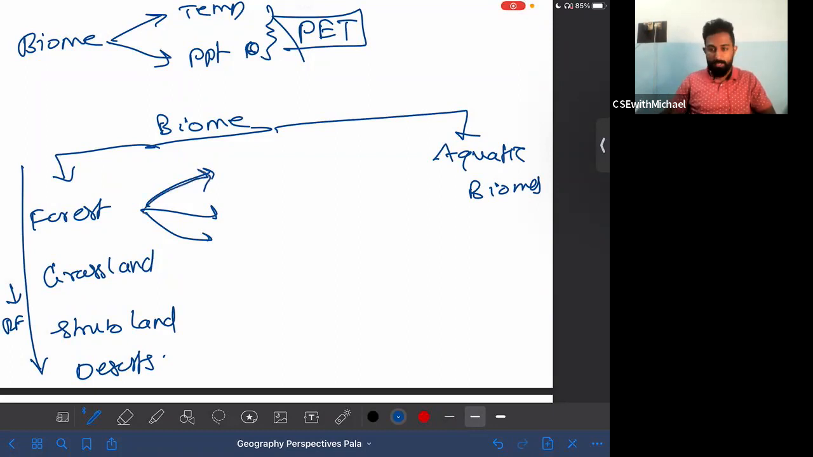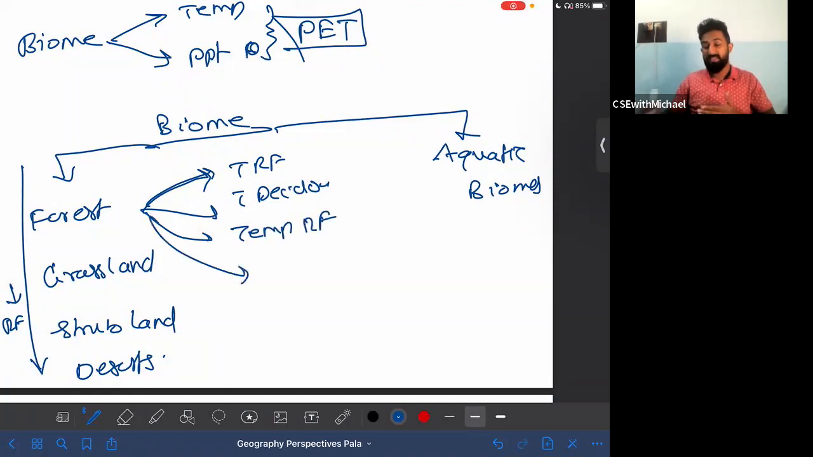So forest biomes are of different types. There is tropical rainforest, tropical deciduous forest. Then you have temperate rainforest based on the climatic conditions, that is the temperature part. Then you have the temperate deciduous forest. You also have the taiga forest. These are the types of forest you find.